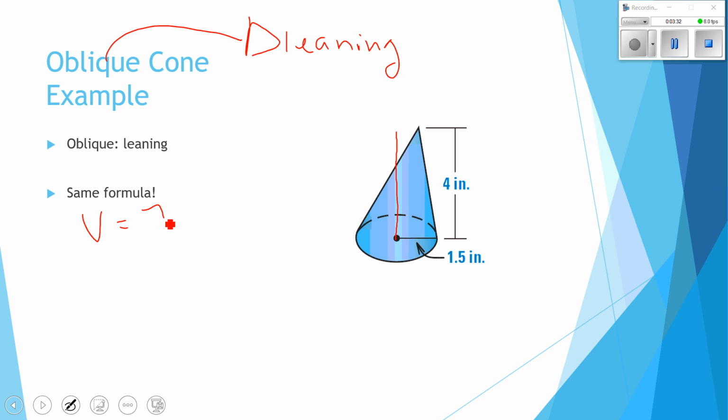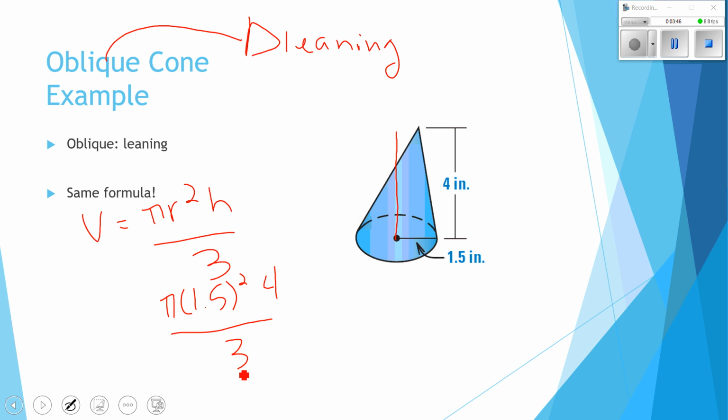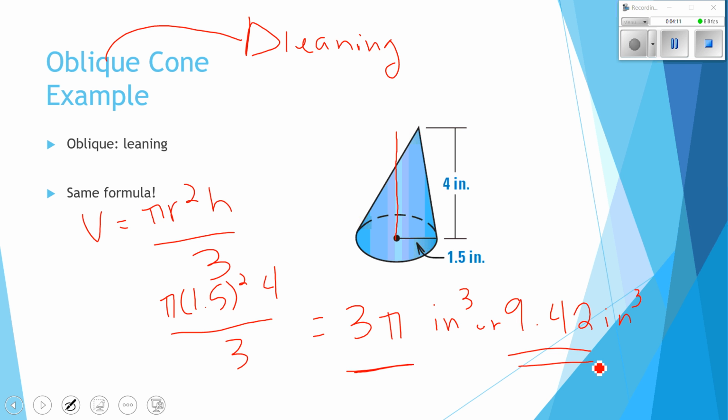The volume will still equal pi r squared times the height divided by 3. So right here, the radius is 1.5. The height is 4. Divide by 3. You would get 3 pi inches cubed, or again, if I asked you to round it to the nearest hundredth, you'd say 9.42. So make sure you're paying attention to what the question asks. Does it say leave it in terms of pi, or does it say round to the nearest hundredth?